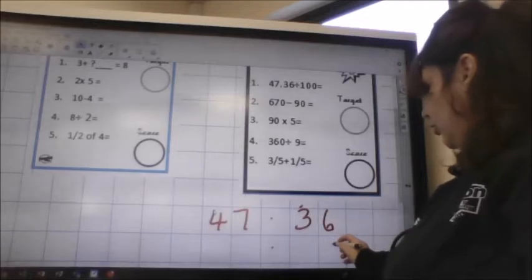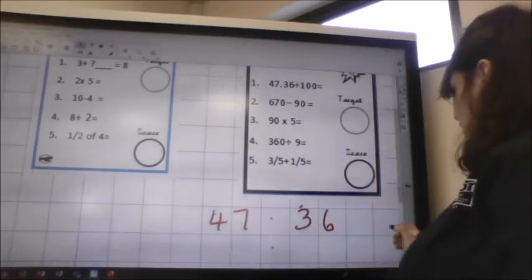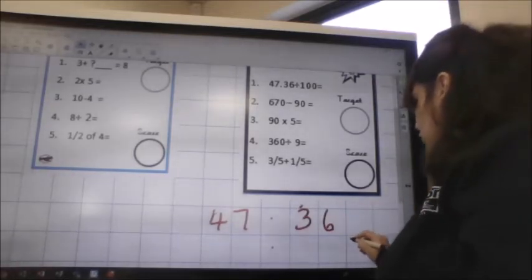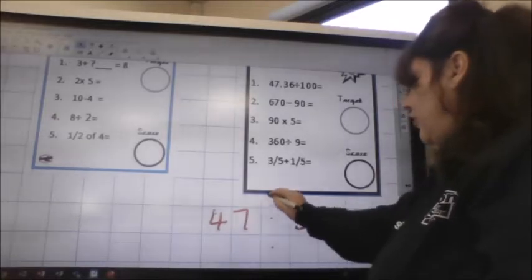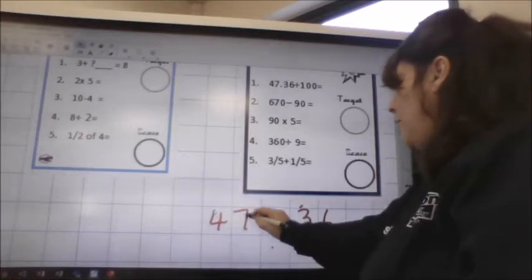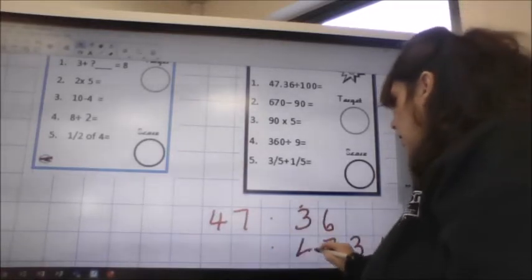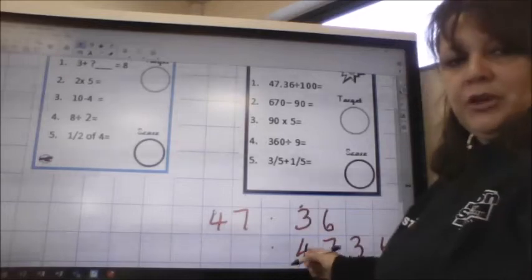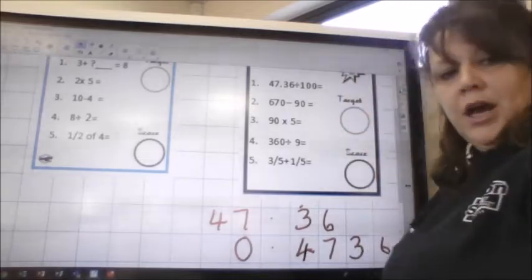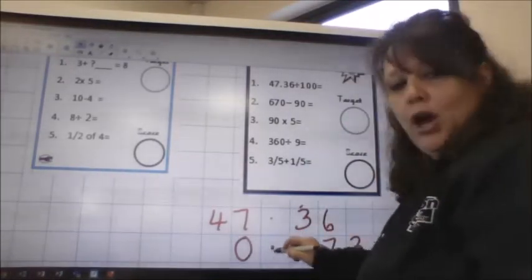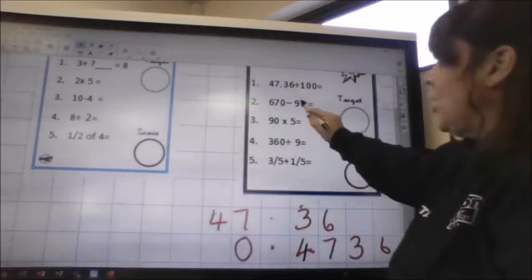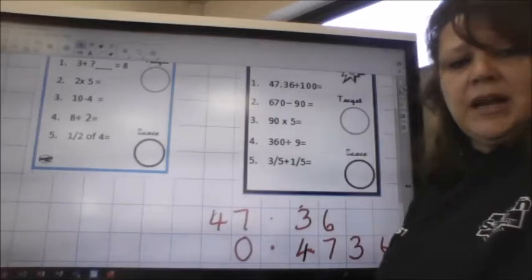I know that first digit has moved 2 places, so it's now here. If I use my squares, that one's moved 2 places, so it's there. My 7 jumped over the decimal point 2 places, it's bounced there, and my 4, 1, 2, it lands there. Now, because I've got a decimal point at the beginning there, I need to put a 0 placeholder. Okay, so I now have 0.4736.